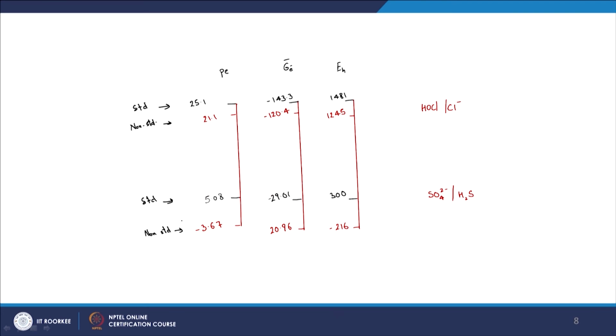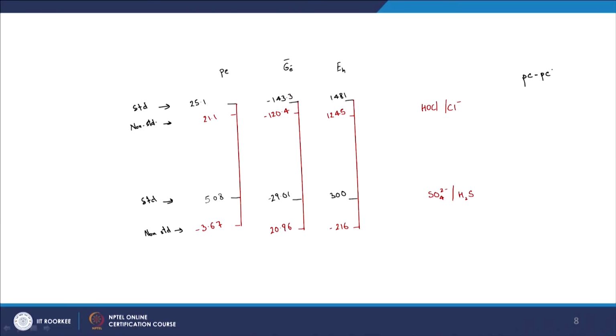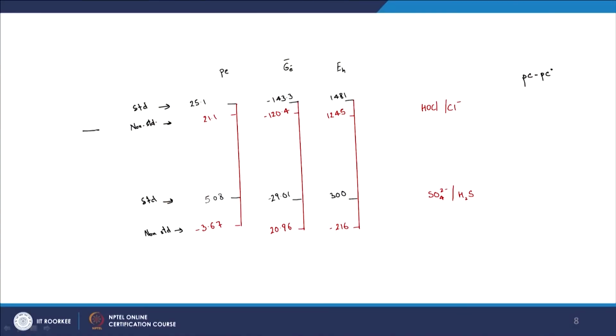Again from here, looking at the PE values, you can understand in which direction, or which particular compound, the reduced form or oxidized form, would predominate, in relation to PE minus PE naught. So, in one of the earlier classes, we looked at how, similar to pH and pKa, by comparing the PE values with respect to PE naught, we could understand which particular compound would predominate. Let us also take a look at that particular aspect here.